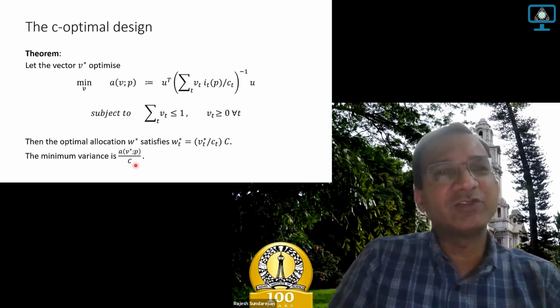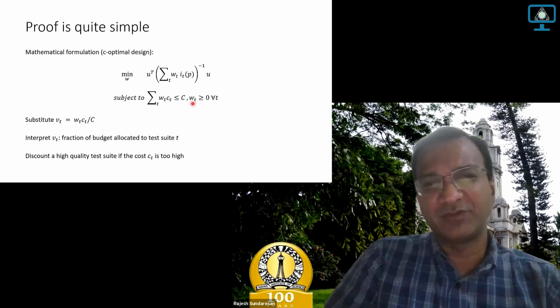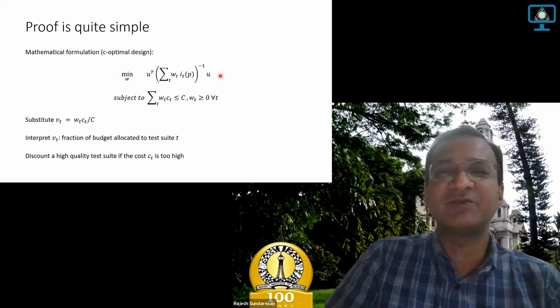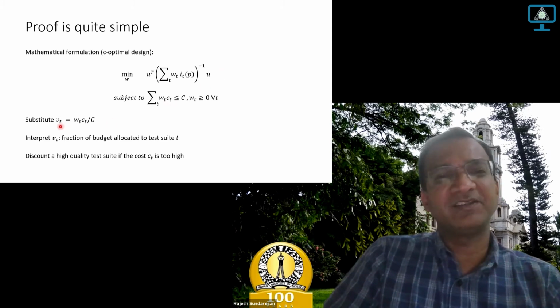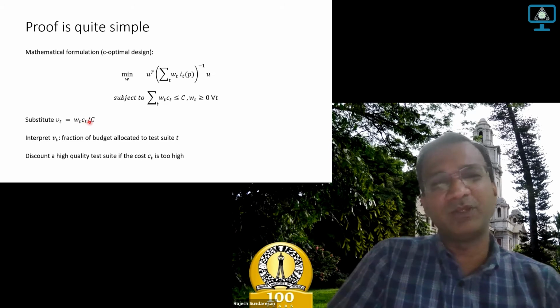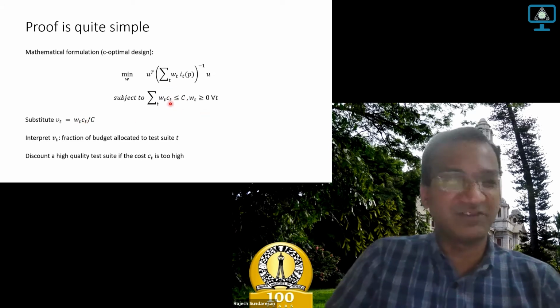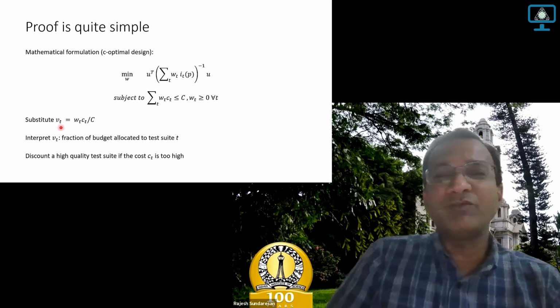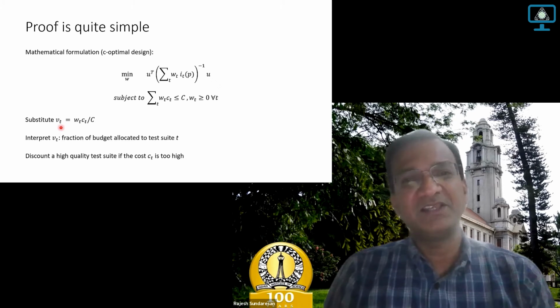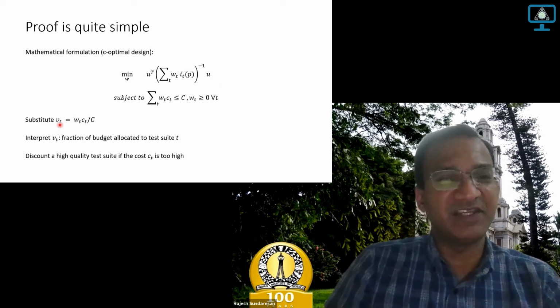Okay, so the proof is actually fairly simple. So let's look at the objective function. So this is the overall variance that we wanted to minimize. And this was the budget. And all we do is substitute VT equal to WT CT by C. So I just pull the C over here and call the resulting variable VT. And that VT can be interpreted as what fraction of my budget is actually spent on test suite T. That's exactly what VT is.